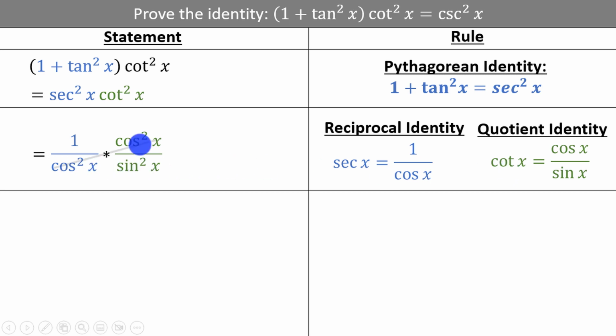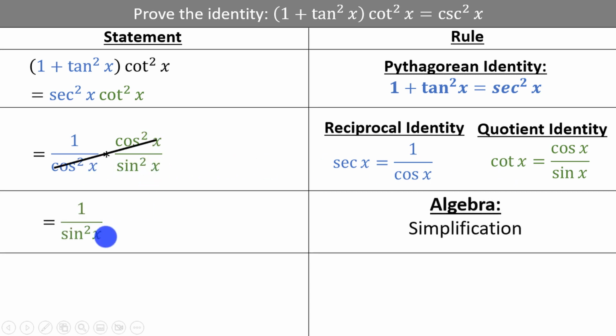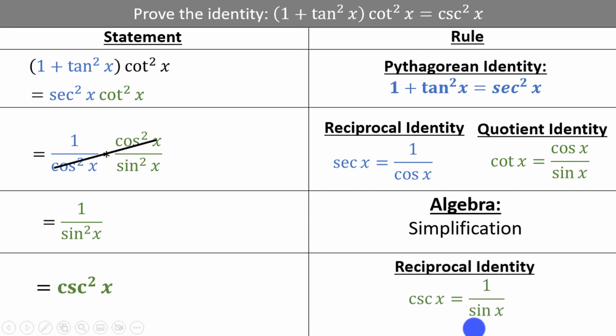At this point, the cotangents will cancel, and we have 1 over sine squared. We justify this by algebra simplification. 1 over sine squared is the same thing as cosecant squared, by the reciprocal identity. At this point, we are finished with the proof. We have manipulated the left-hand side of the equation so that it matches the right-hand side.